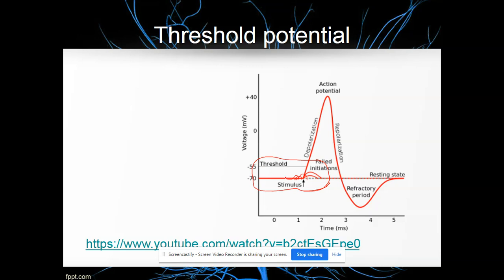But if you have a stimulus that gets us up to this idea of threshold, that's when all the magic happens and the sodium comes in and the potassium goes out, and then we have to fix it. So that action potential is not going to happen every single time there's one little neurotransmitter or one little stimulus, but only if we can get up to threshold. And threshold is right at about -55 millivolts.